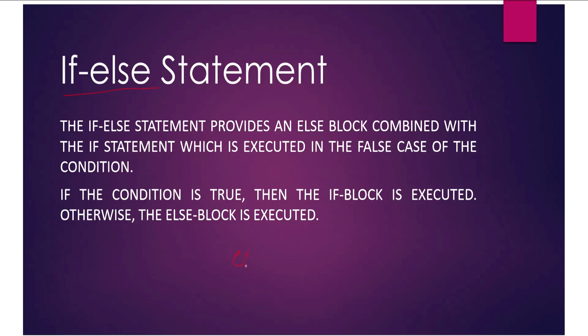Example: we want to check whether a person is eligible to vote or not. A person's age is 21. We want to check if he is eligible to vote or not. If age is greater than or equal to 18, he is eligible to vote, then we can print eligible. Else, print not eligible.